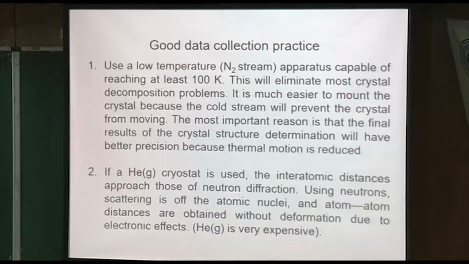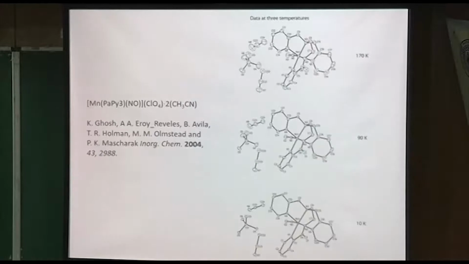Anyhow, if you use helium, you do get interatomic distances approaching those of neutron diffraction. I already mentioned that. I want to show you an example. Okay, so this was the 90K structure, published a long time ago, in 2004. You may recognize some of these names.